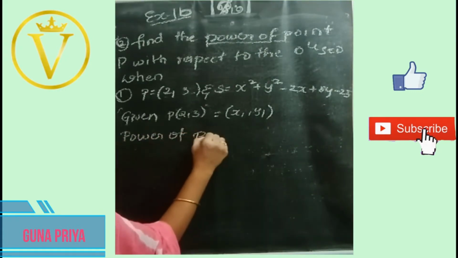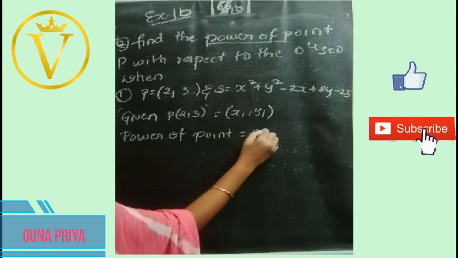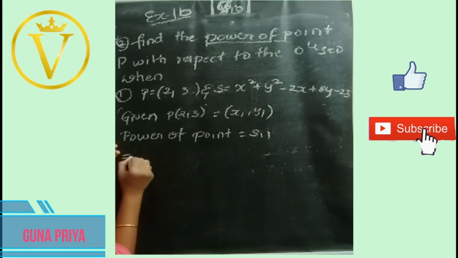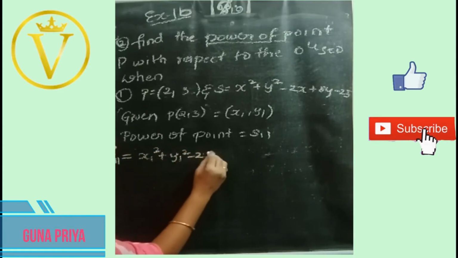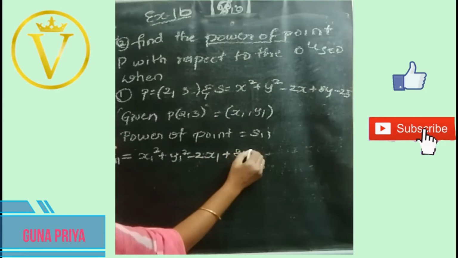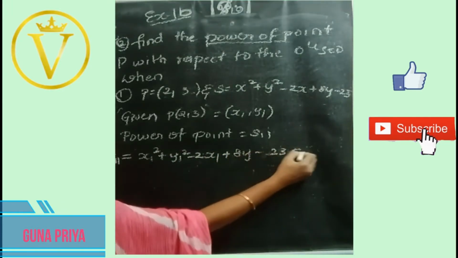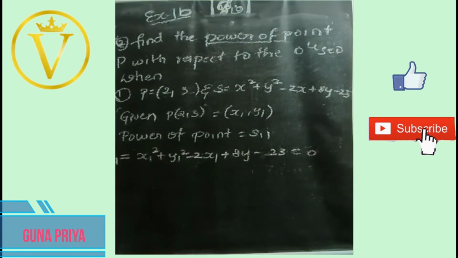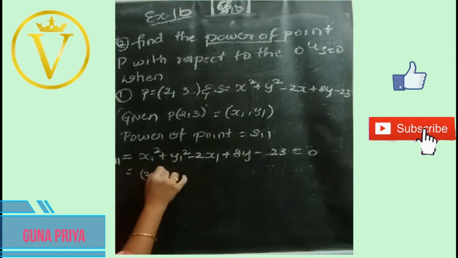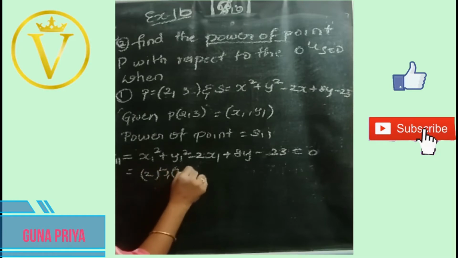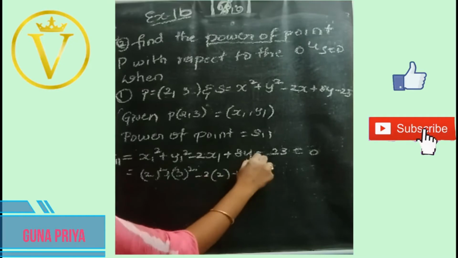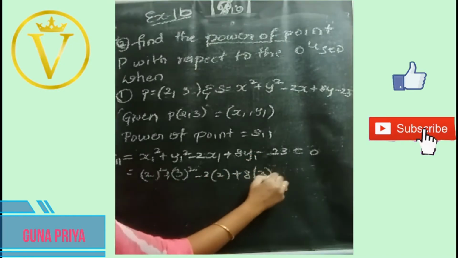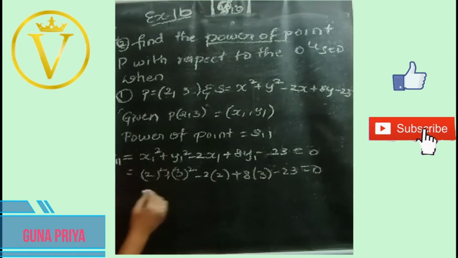Power of point is S11. So S11 equals x1 square plus y1 square minus 2x1 plus 8y1 minus 23 equals 0. Now 2 whole square plus 3 whole square minus 2 into 2 plus 8 into 3, here this is y1, minus 23 equals 0.